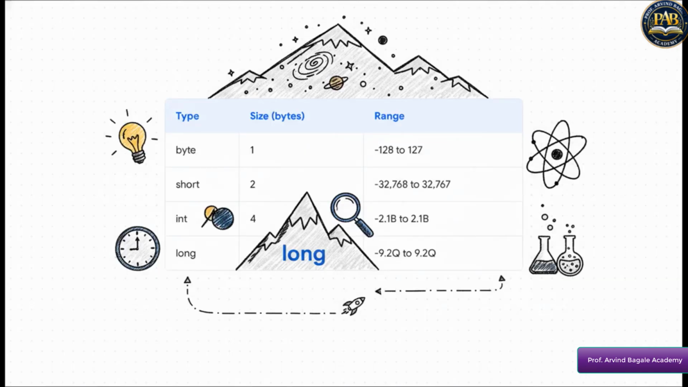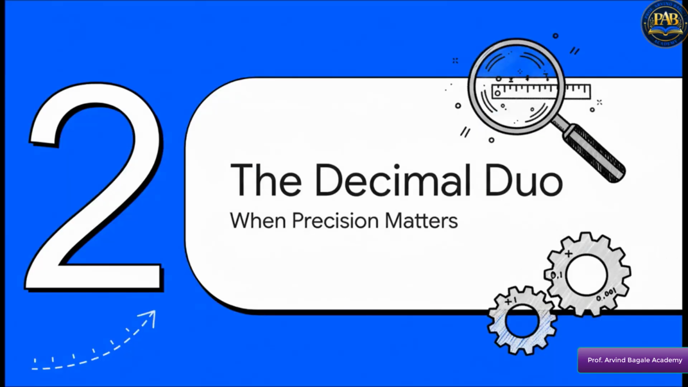And here you can see the whole family, including the absolute giant of the group, long. Yeah, it uses twice the memory of an int, but it can hold a number so unbelievably vast, you'd need it for things like scientific calculations, measuring distances between galaxies, or tracking time down to the nanosecond. So we've covered whole numbers, that's solid. But what about all the values that fall in between? Things like prices or scientific measurements.